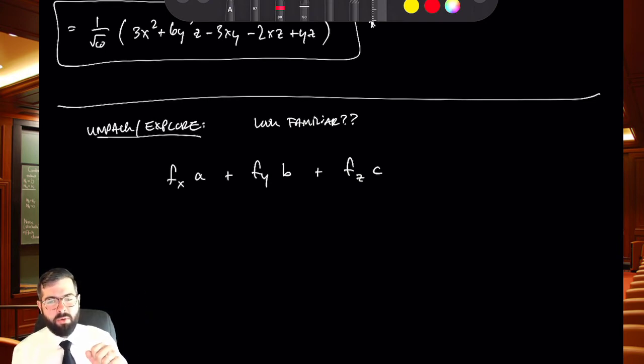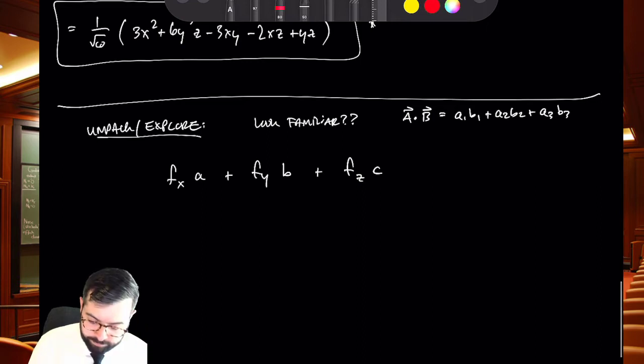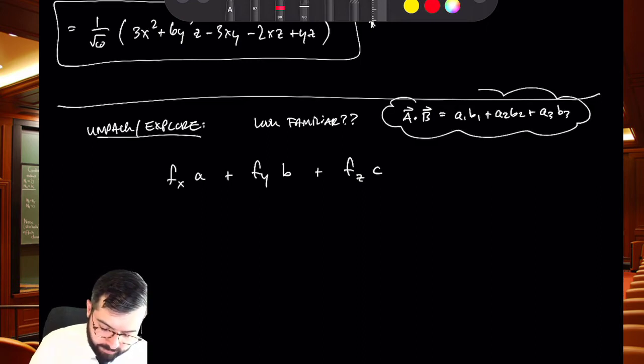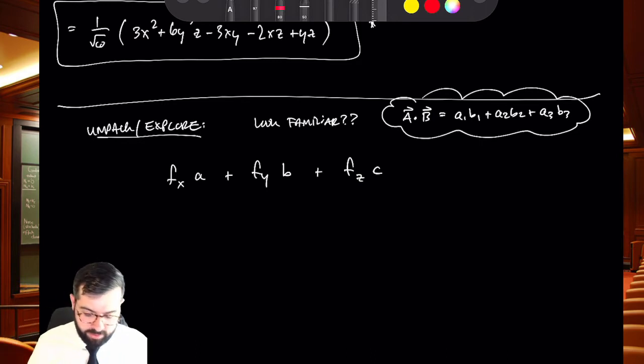And so remember that A times B was A1 B1 plus A2 B2. You all know the dot product at this point. But it looks like this dot product between two vectors that we don't know. Well, we know one of them, right? What is one of the vectors that it looks like was dotted?